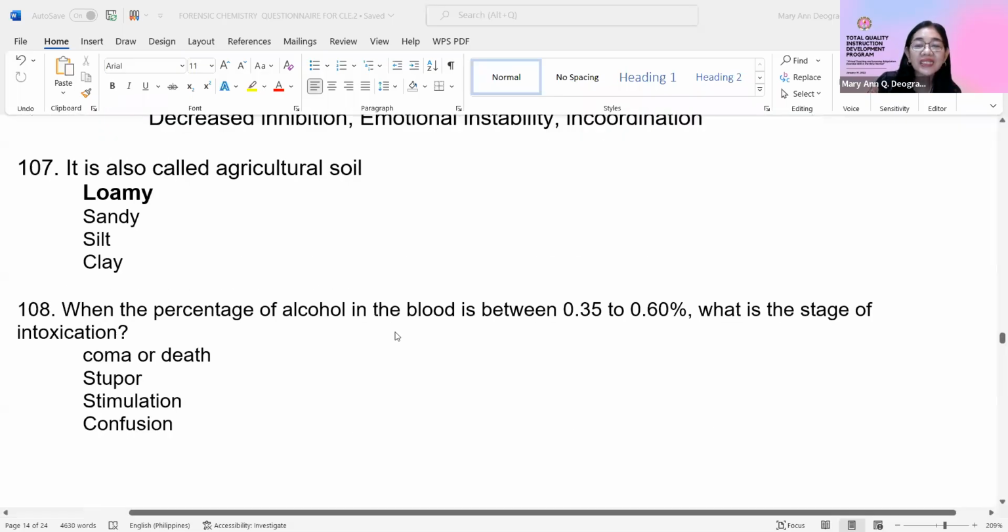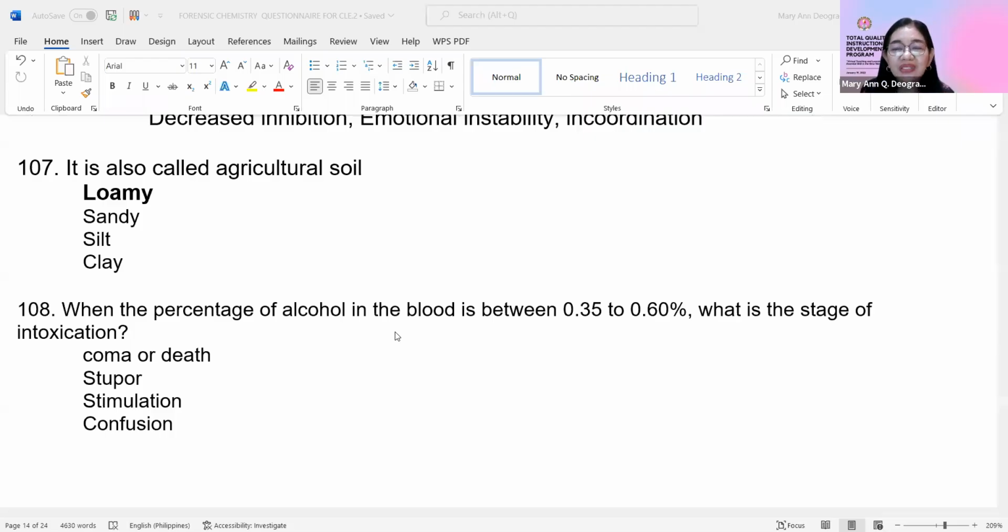Okay, when the percentage of alcohol is between 0.35 to 0.60%, what is the stage of intoxication? O, hindi na to. Eliminate natin yung simulation saka confusion. O, alin dito sa dalawa ang sagot? Is it A or letter B? Yes, A na. No? Says letter A. Gusto nyo 100 items lang?